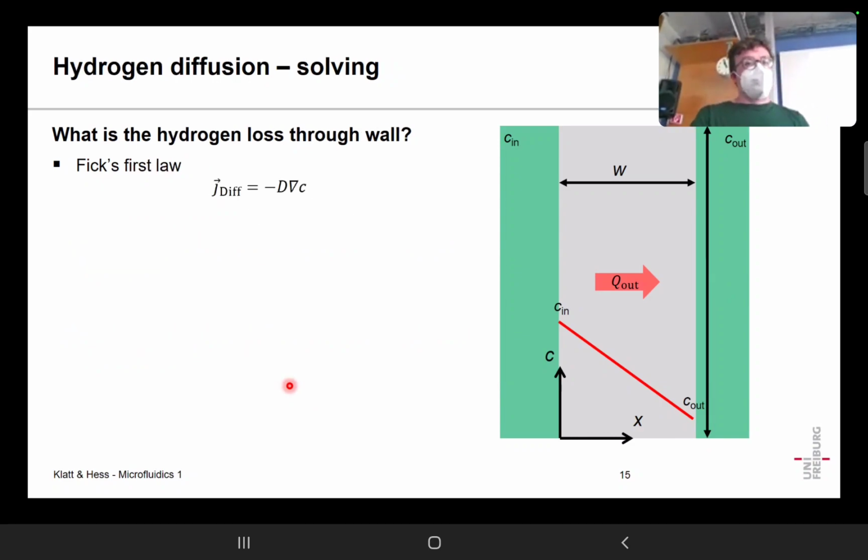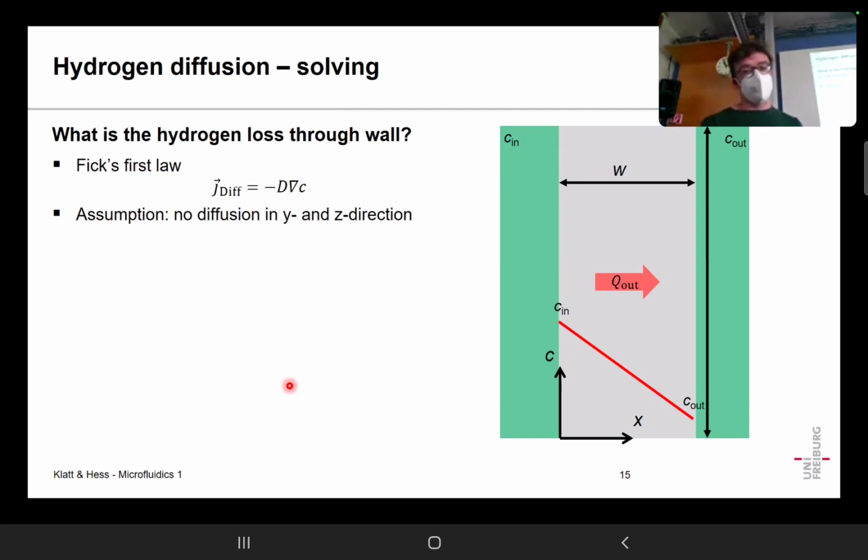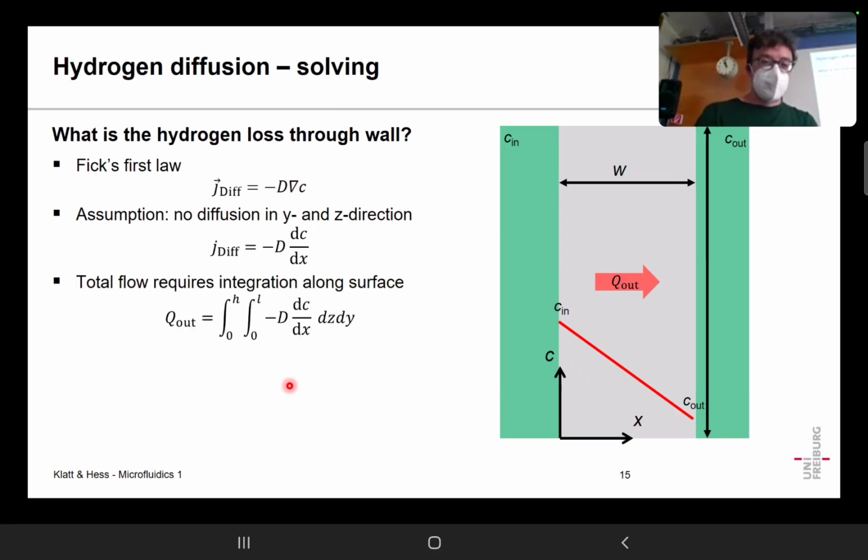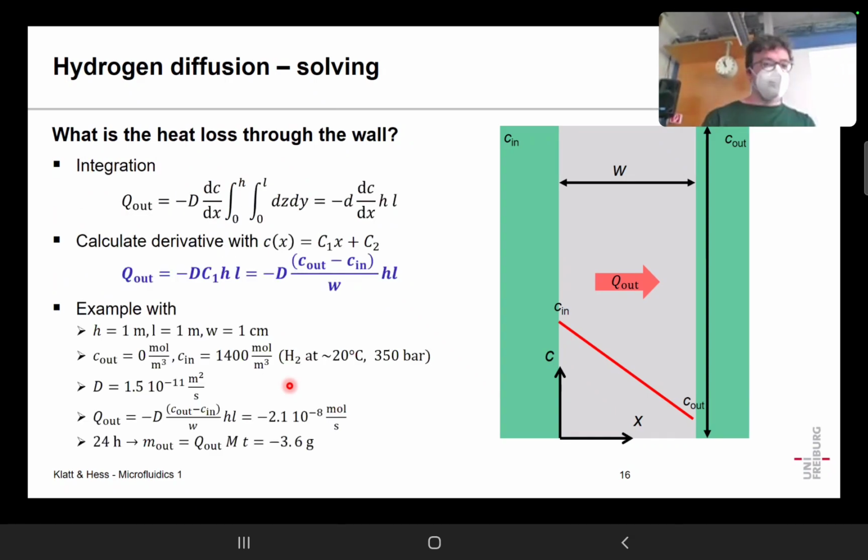You then use again Fick's first law. Fick's first law is really the same thing as Fourier's law, and Fick's second law is basically the heat diffusion equation. We once again state that there's no diffusion in Y and Z direction. You can get rid of dy and dz. And you then do the integration along the surface where C only depends on X. So you end up with the same things. Do the integration, build the derivative of the concentration, and you end up with this equation.